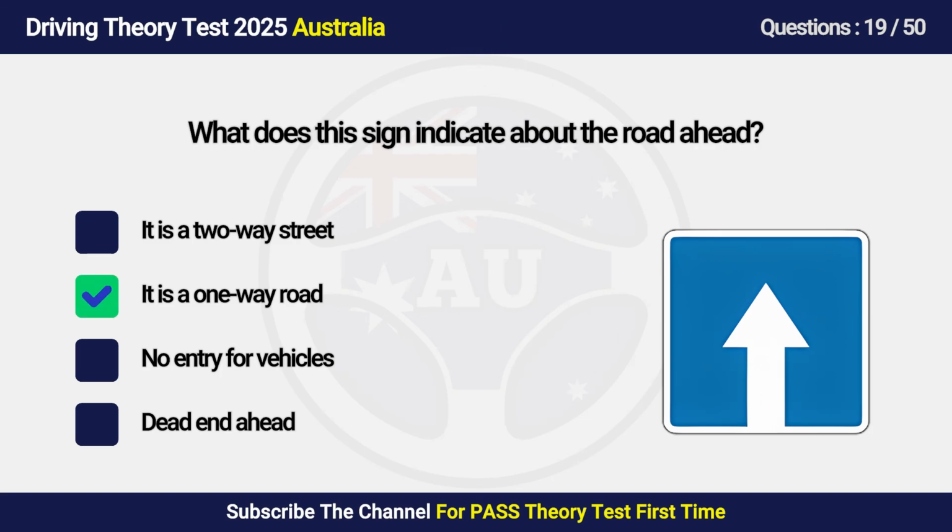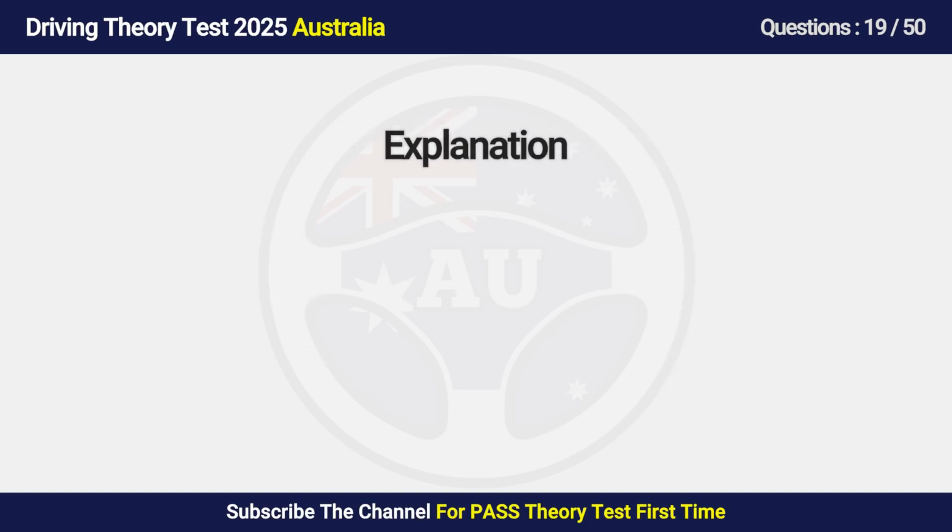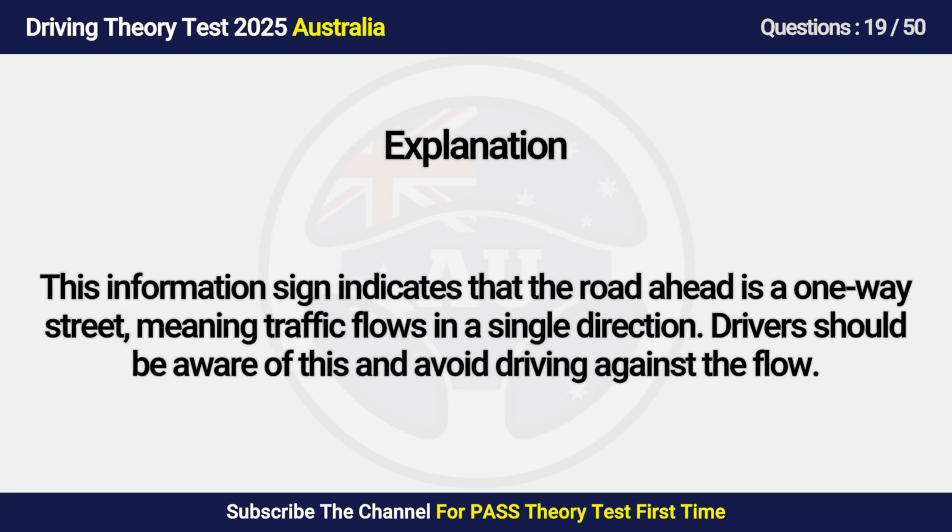Answer is B. It is a one-way road. This information sign indicates that the road ahead is a one-way street, meaning traffic flows in a single direction. Drivers should be aware of this and avoid driving against the flow.